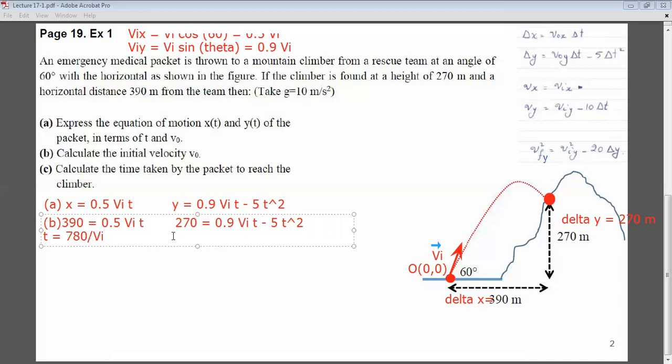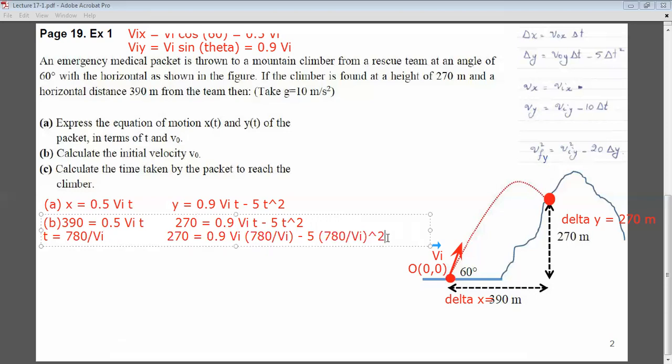So this is t. Now I come to my second equation and I plug in, instead of t, this 780 divided by the initial. So 270 is equal to 0.9 times the initial, which I still have, times t, where I put 780 divided by the initial, minus 5 times t squared, which is 780 divided by the initial squared.